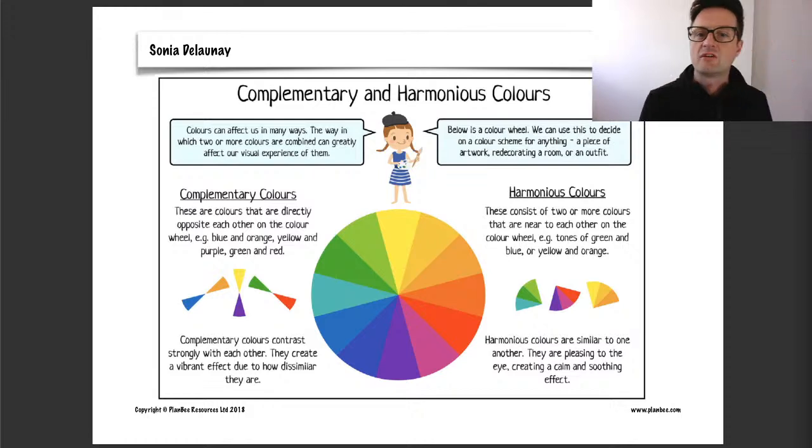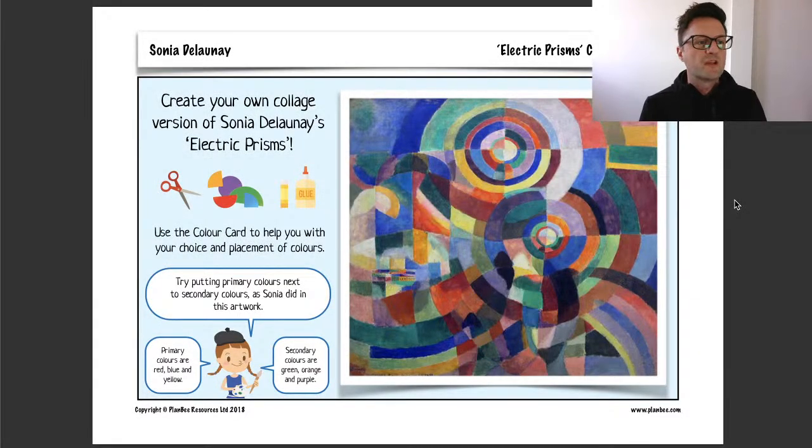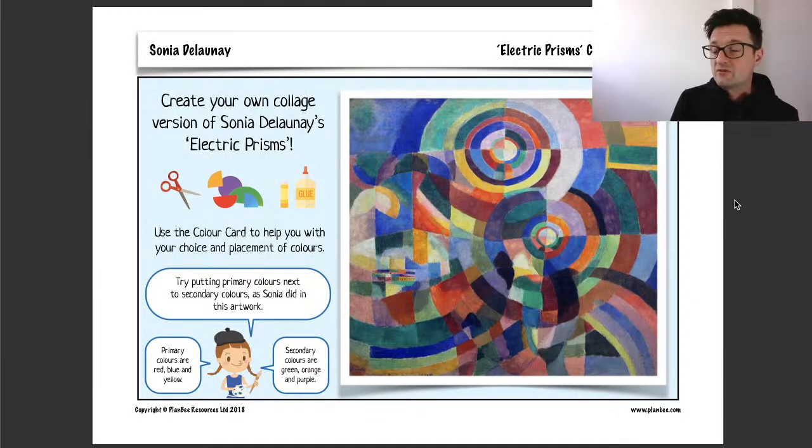The last thing I'd like to show you on this set of worksheets, which you can download freely from the description below, is the last page of it. This is the electric prisms challenge card, and there's that picture of the electric lamp lights that Sonia Delaunay painted. She was inspired by those electric lamp lights in Paris. This is another idea that you could do to extend learning beyond today's live session here on YouTube.